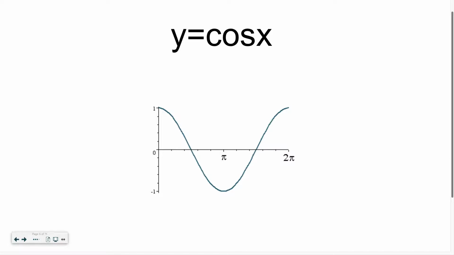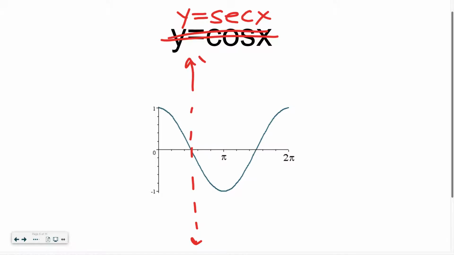Okay, so when we go to create the secant graph, we know that the cosine is 0 at pi over 2. So we get this asymptote at x equals pi over 2. And then the cosine is also 0 at 3 pi over 2. So we get an asymptote at 3 pi over 2 as well.